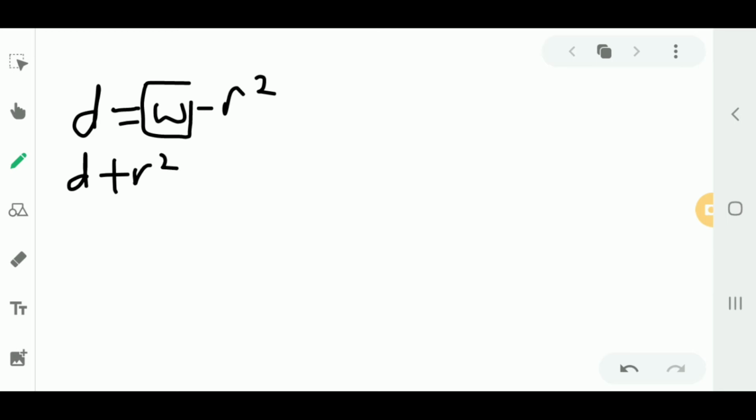So we have D is equal to W minus R squared. So again, we want to make W the subject, and we have subtract R squared. So that means we're adding R squared to both sides. So D plus R squared is equal to W.